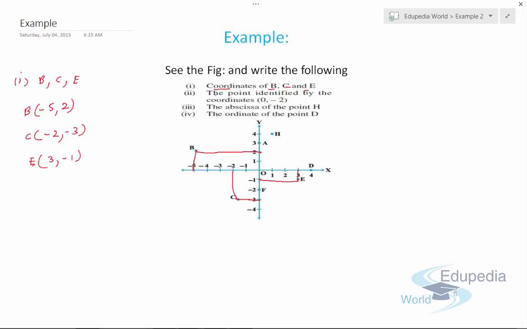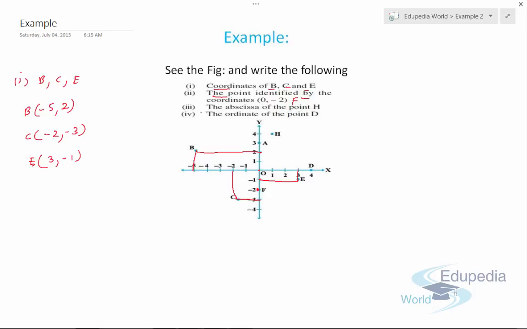Now the second question is the point identified by the coordinates (0, -2). So we have to identify which point refers to coordinates (0, -2). So the first coordinate is 0, so 0 is here, and -2 means it will be on the y-axis. So y-axis is this, so the point will be F.